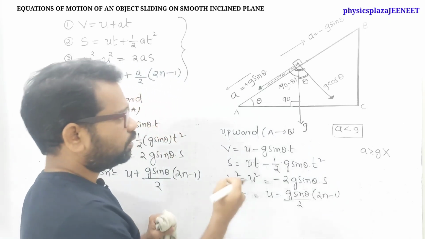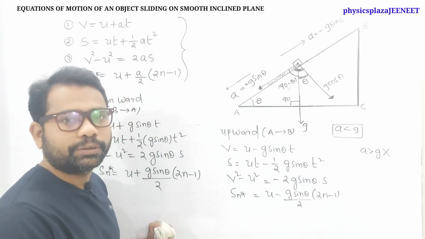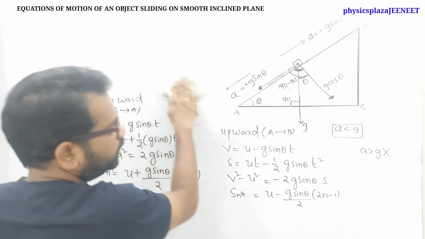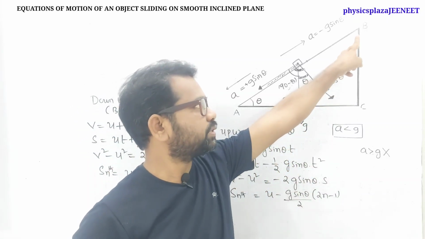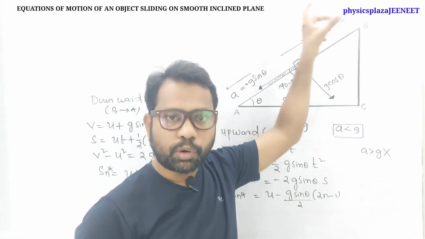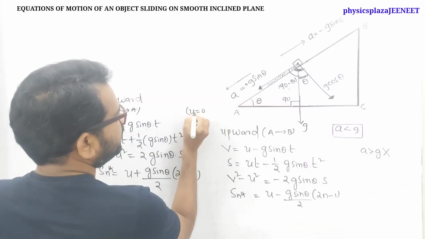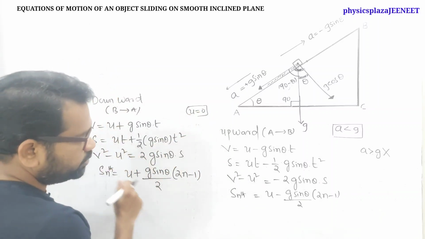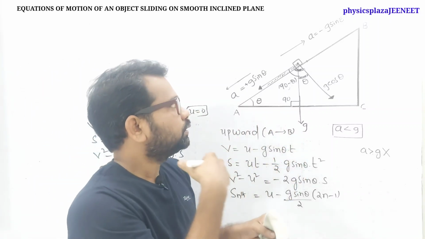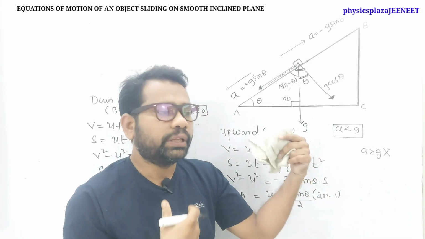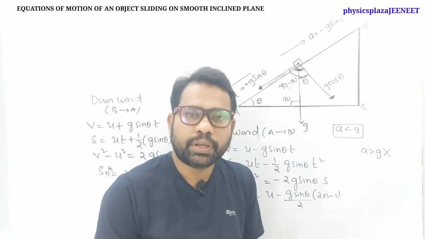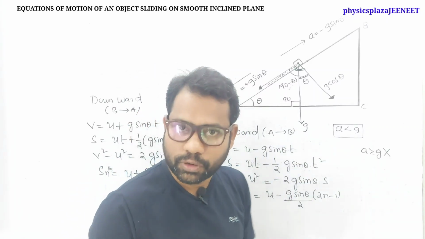Just copy this. One or two small numericals, we will do it. Children, if a body is starting from rest, for example at a point B, then obviously U will be 0. So in all the cases you can put U value 0, and you will get the resultant equation of motion required, so that you can apply it to solve the numericals. Okay, come on.